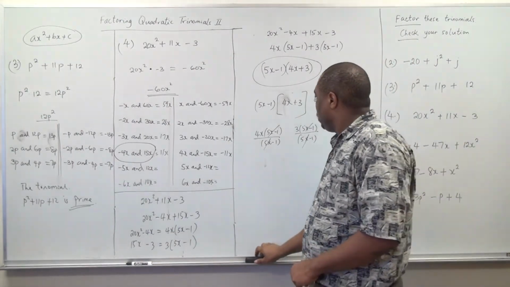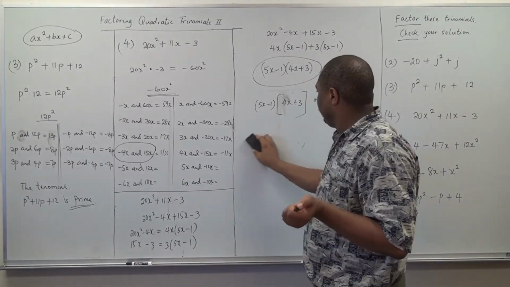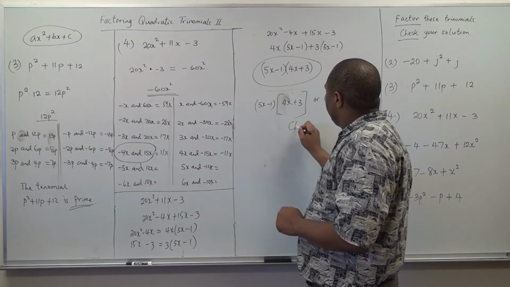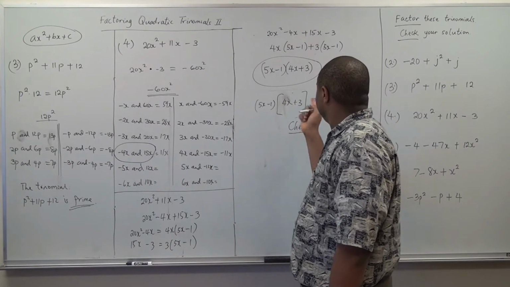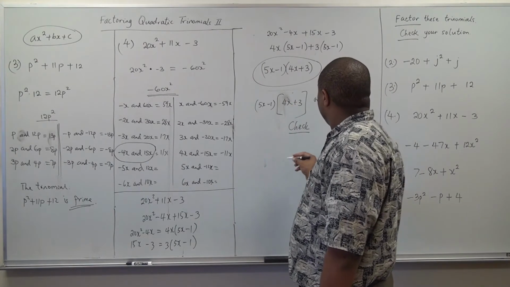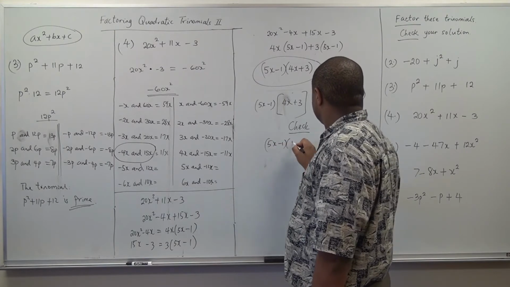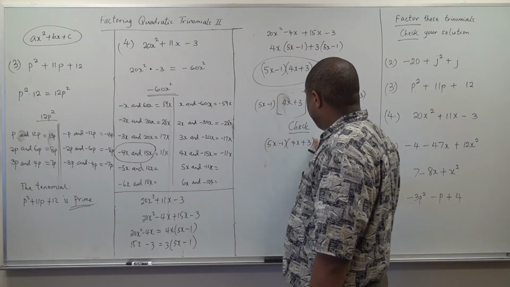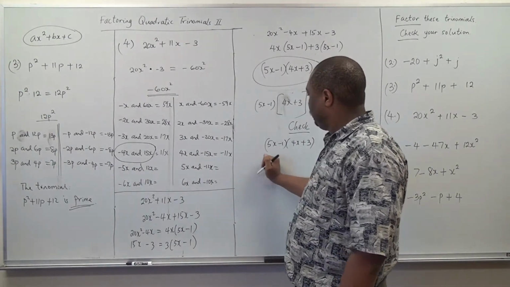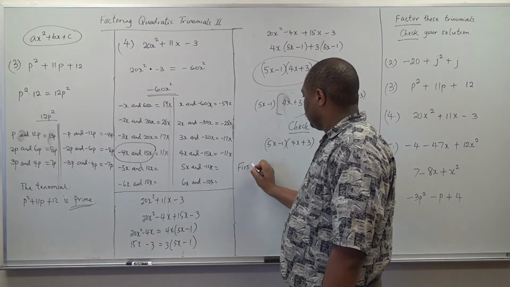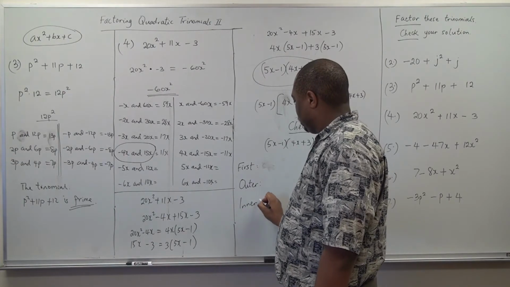Alright, now the next thing is to check. I want to check, to see whether I'm right. So what I'm going to do now, I'll plug it in: 5x minus 1 times 4x plus 3. You can use the FOIL method, right? First, outer, inner, last.